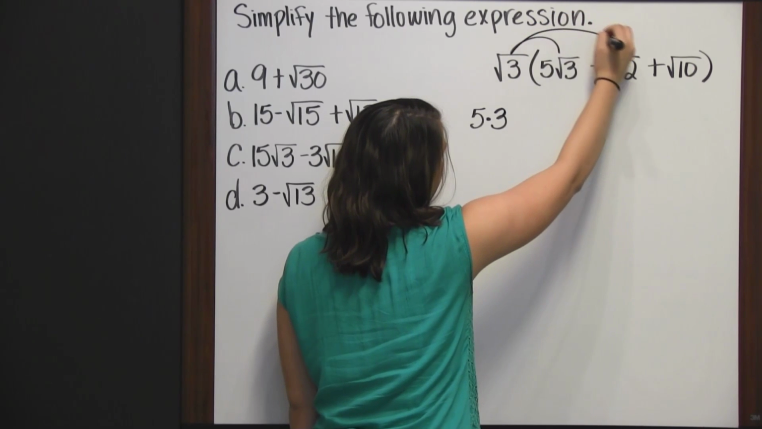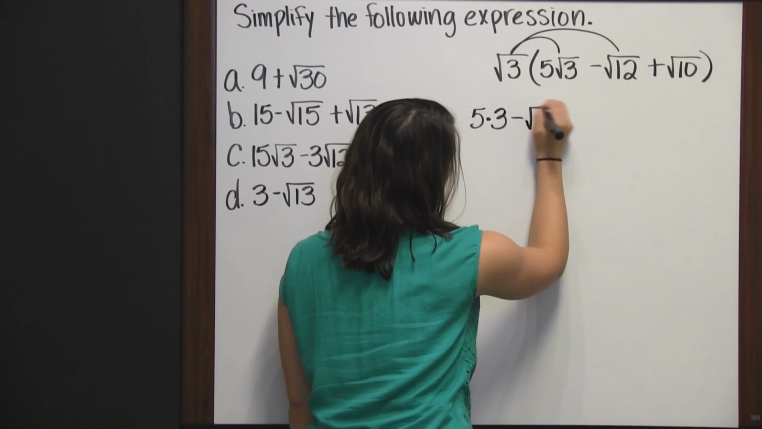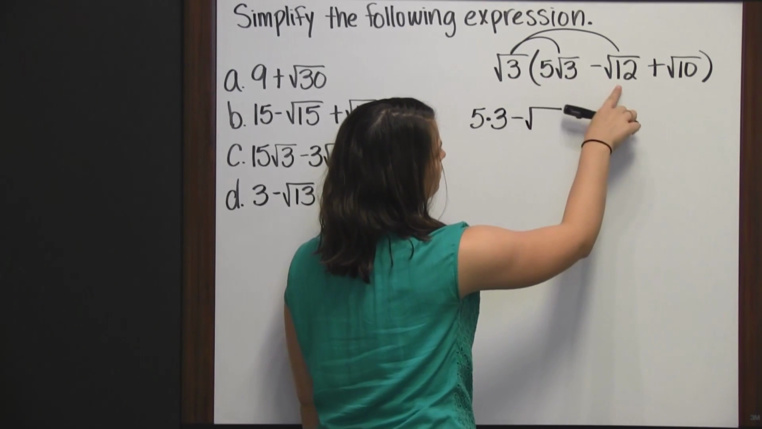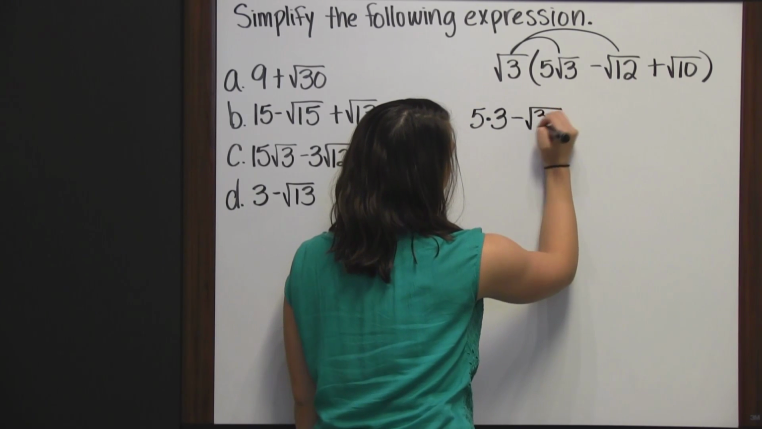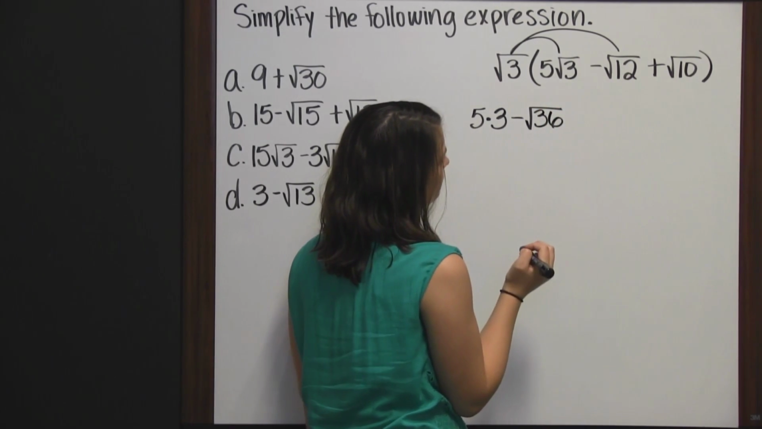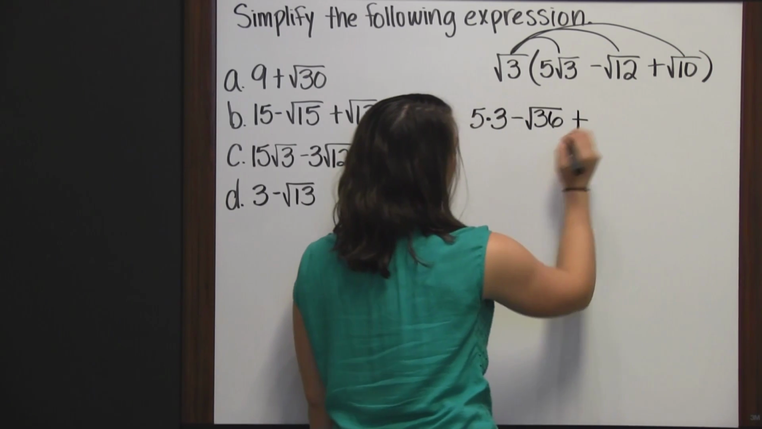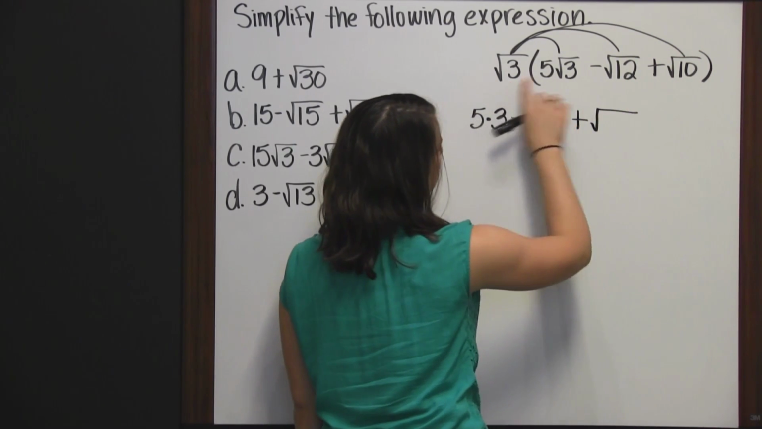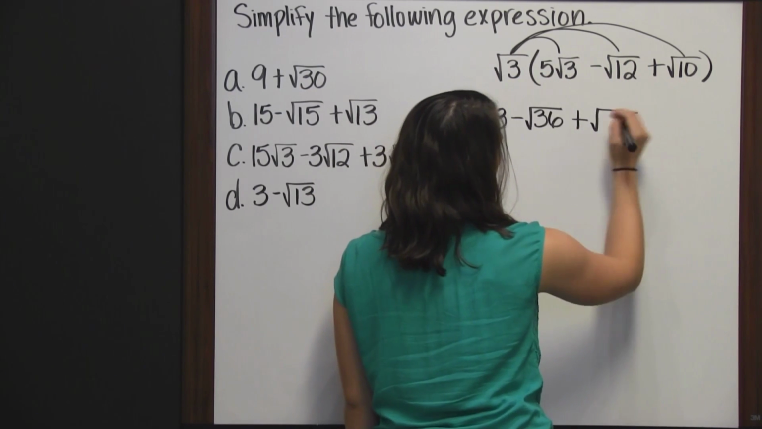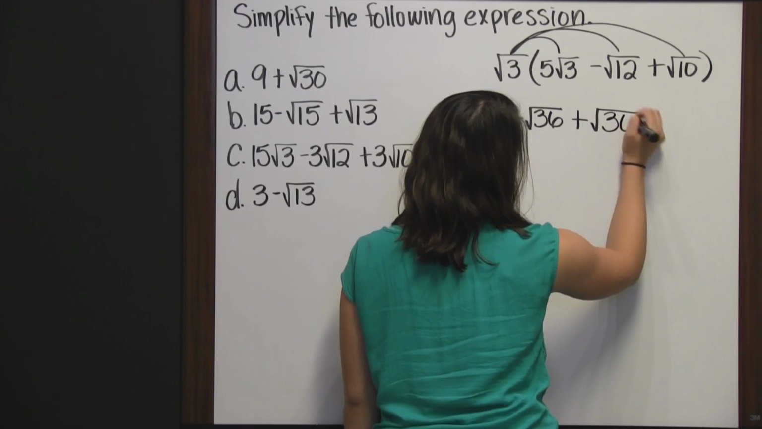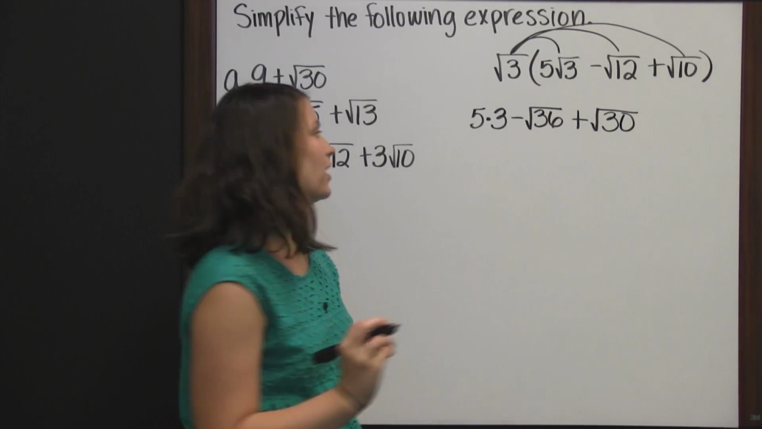The square root of 3 times the negative square root of 12 is the negative square root of, and you just multiply your numbers under the square root. So 3 times 12 is 36. And then the square root of 3 times the square root of 10. So again, we're just multiplying our numbers under the radical. 3 times 10 is 30, so the square root of 30. But we're not finished yet because we have some simplifying that we can do.